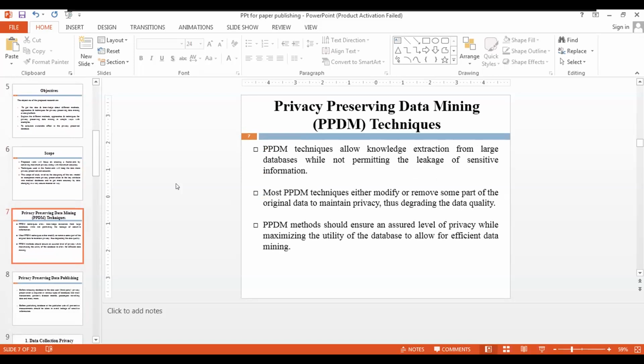First is privacy preserving data mining, PPDM. This technique allows knowledge extraction from large databases. There the permissions are required, and the leakage of sensitive information must be checked. In this, we can modify the data, or remove some part of it, so that the meaning is not changed but the exact data is not there, and accordingly we can provide it to others so they can get what we want to say. This technique is used in this method.